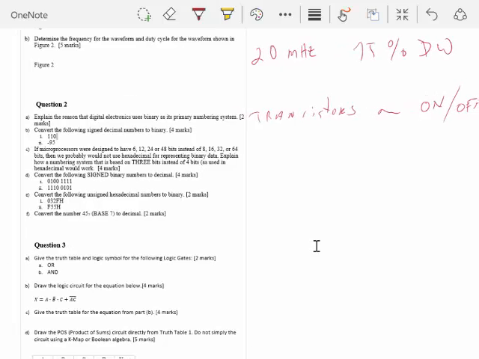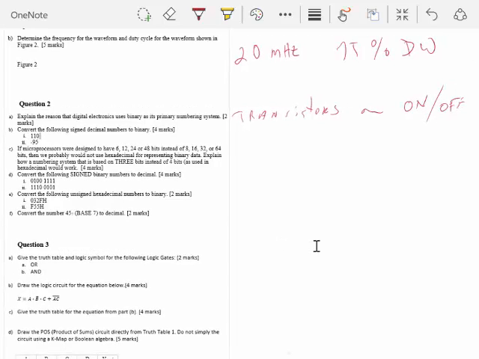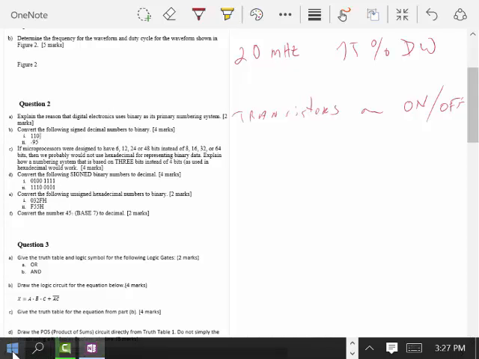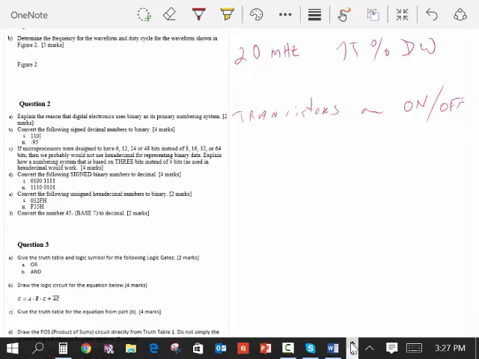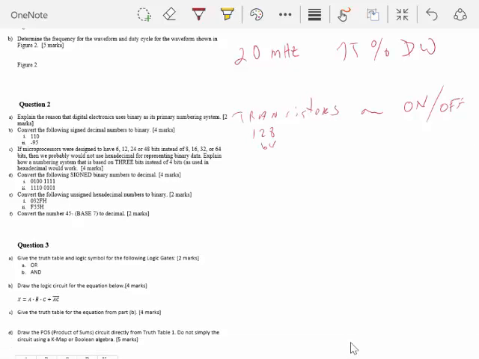Convert the following signed decimal numbers to binary. The first is 110. You could use the calculator for this. That's perfectly fine. Most people did it by hand. It doesn't really matter whether you did it by hand. If you did it by hand, you would start off here. You've got 8 bits, and your place values are 128, 64, 32, 16, 8, 4, 2, 1. For 110, you're going to have a 1 there. You take 110, subtract 64. What have you got left there?